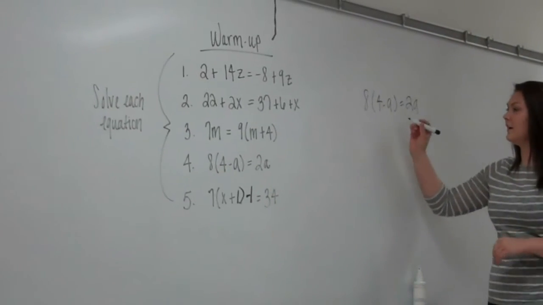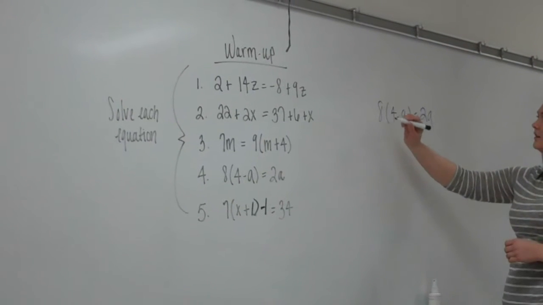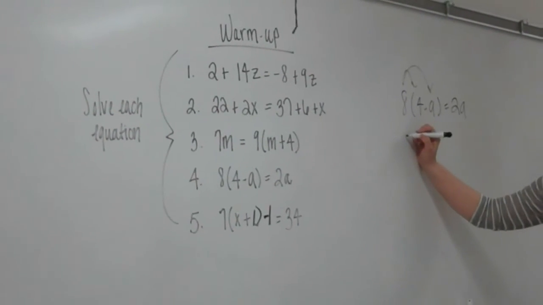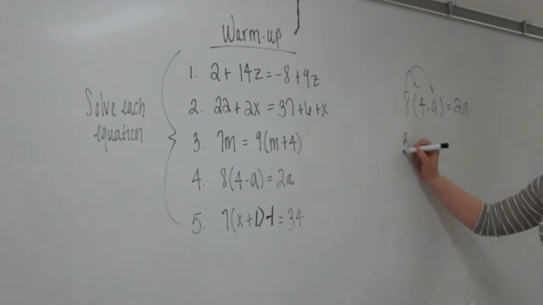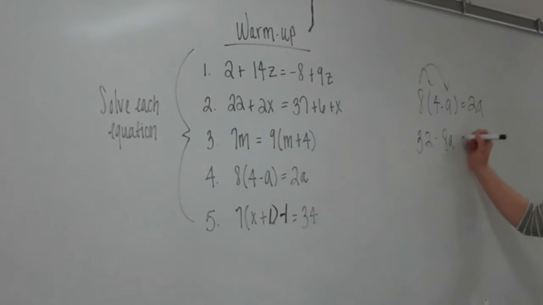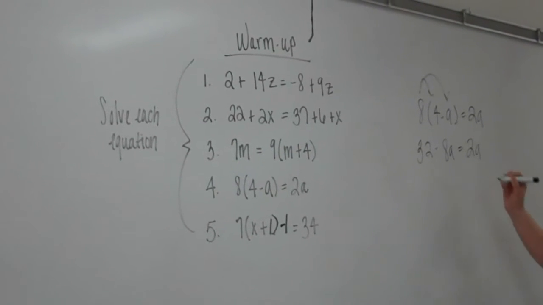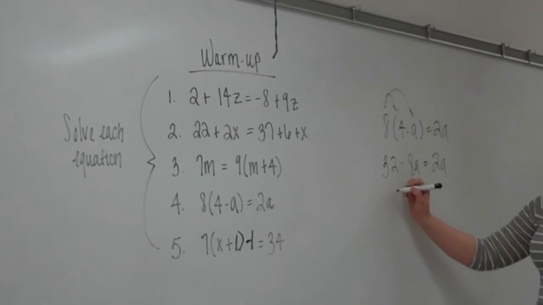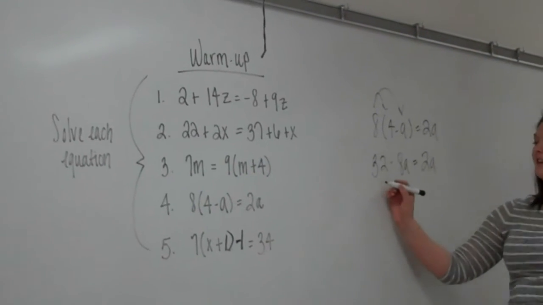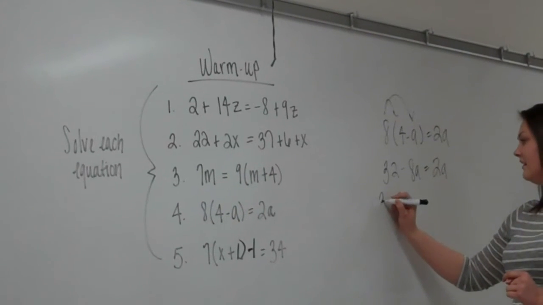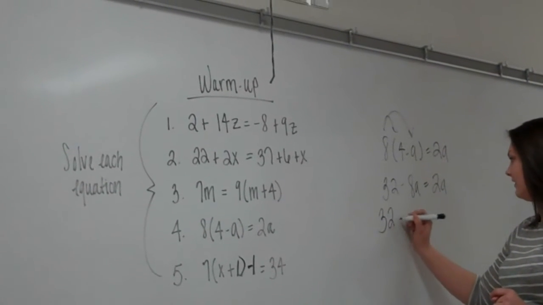Number 4, what do we do first? Distributive property again. Alright, so 8 times 4, it's 32. 32 minus 8a equals 2a. Now what is the next step? You subtract 2a by 8a. Wait, no. You add 8a to 2a. Okay, we could add that.